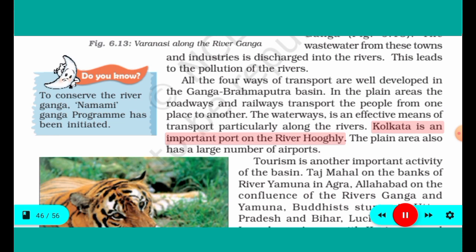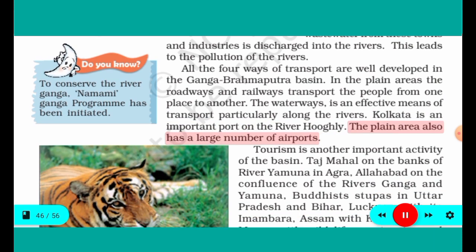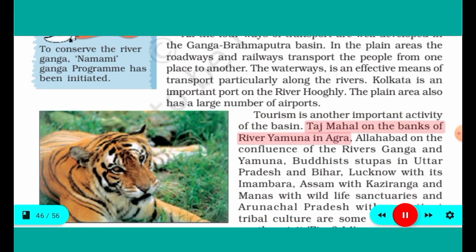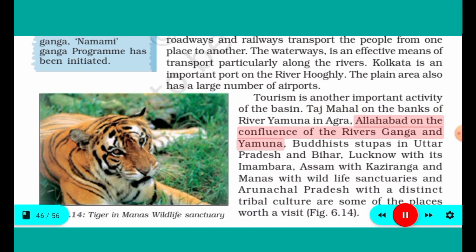Kolkata is an important port on the river Hooghly. The plain area also has a large number of airports. Tourism is another important activity of the basin. Taj Mahal on the banks of River Yamuna in Agra. Allahabad on the confluence of the rivers Ganga and Yamuna.